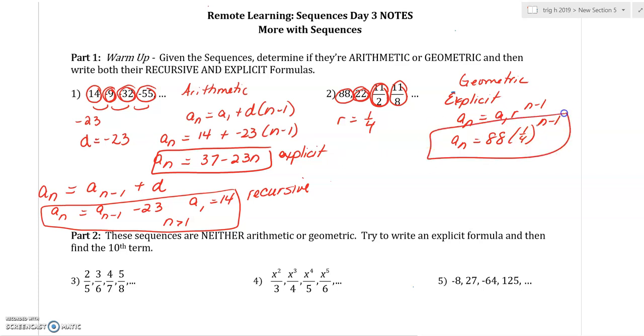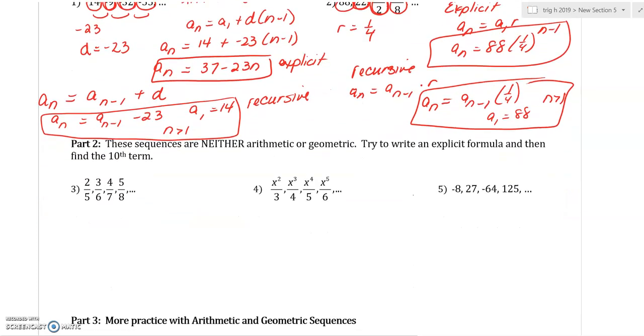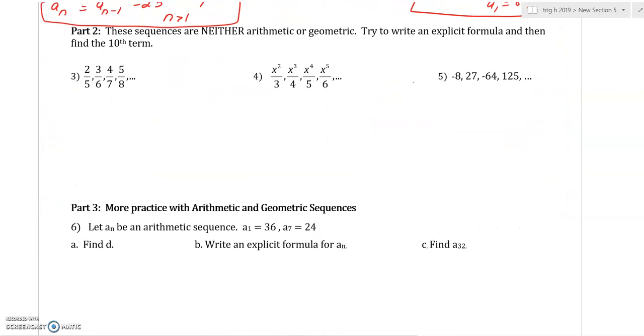And for our recursive, we know that in a geometric sequence, any term is the term before it times the common ratio. So we could say that the nth term is a sub n minus 1 times 1/4, and again, you have to give the first term, so we would be able to know where to start, and n has to be greater than 1. Okay, so let's go ahead and do part 2 now. It says these sequences are neither.